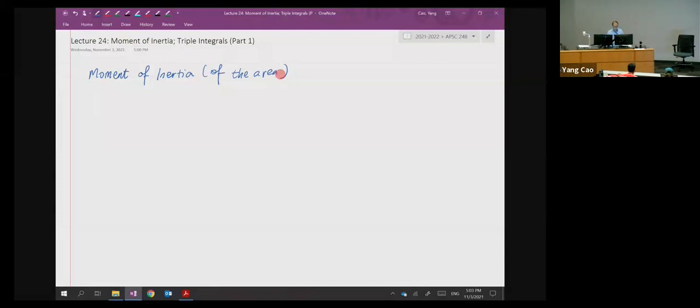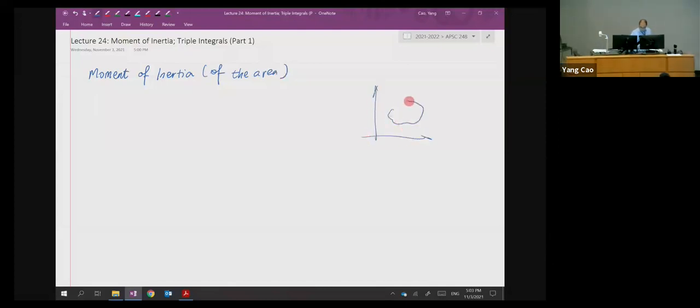When we learn triple integral, we'll be able to get a generic moment of inertia about a 3D object. So here is double integral. We're talking about moment of inertia of a thin plate represented by the region R. But essentially, it's the moment of inertia of the area. Now, an alternative name is the second moment of the area.